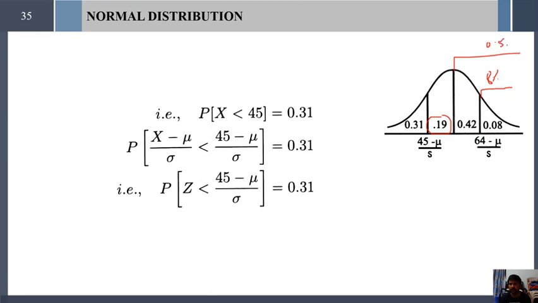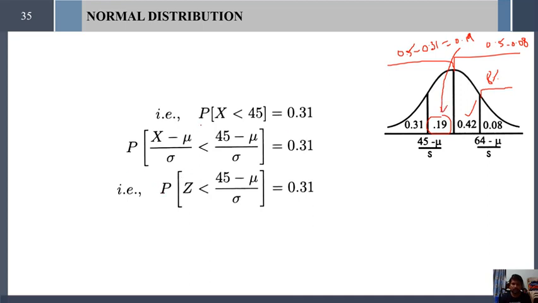So 0.5 minus 0.08, this value is nothing but 0.42. Similarly, this area is 0.5 minus 0.31, its value equal to 0.19. This 0.19 is the value available here.